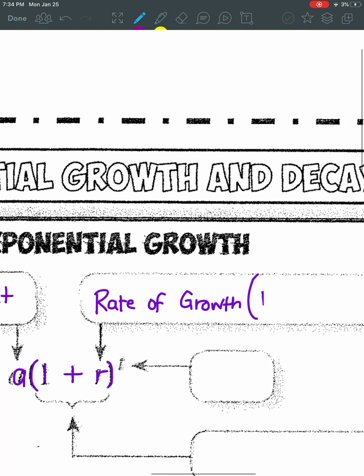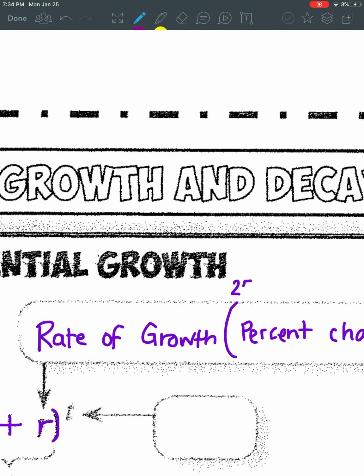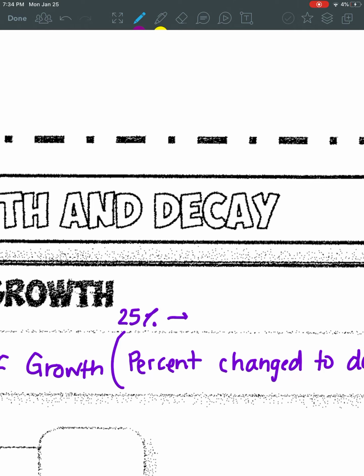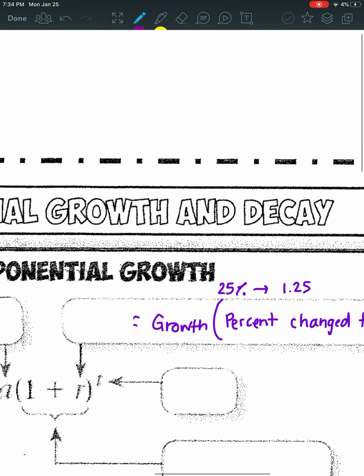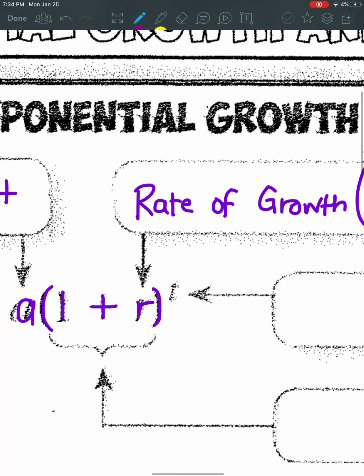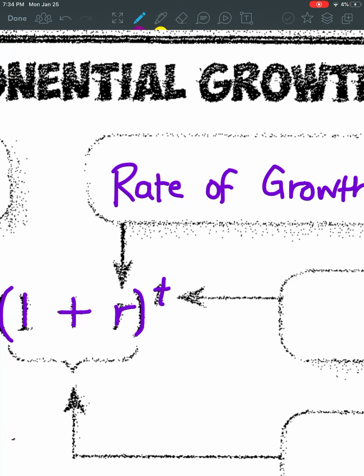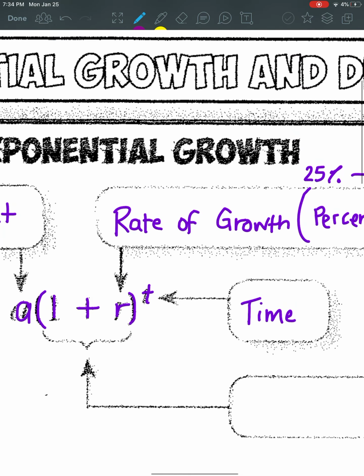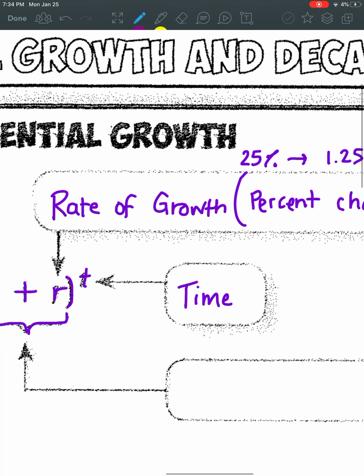So for example, let's say our rate of growth was 25%. Well, then we would change 25% to 0.25, and then we would add that to the 1. So it would be a growth of 1.25 inside that parentheses, the 1 plus R. And then T, again, I apologize, hard to see some of this. T represents time. Now, that 1.25 that I was just talking about, what's inside the parentheses, that's what we call the growth factor.